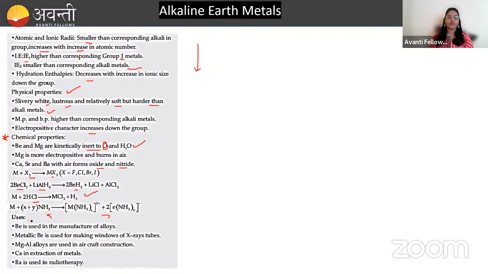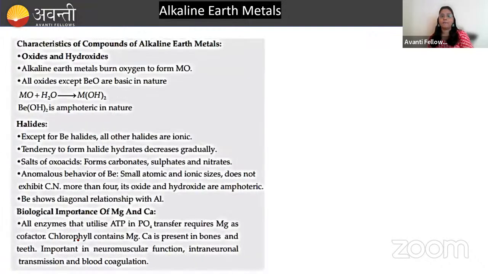What are the uses of these alkaline earth metals? Beryllium is used in the manufacture of alloys, and metallic beryllium is used for making windows of X-ray tubes. Magnesium-aluminum alloys are used in aircraft construction. Calcium is used in the extraction of metals. Radium is used in radiotherapy. So these are all very, very important uses of the alkaline earth metals.